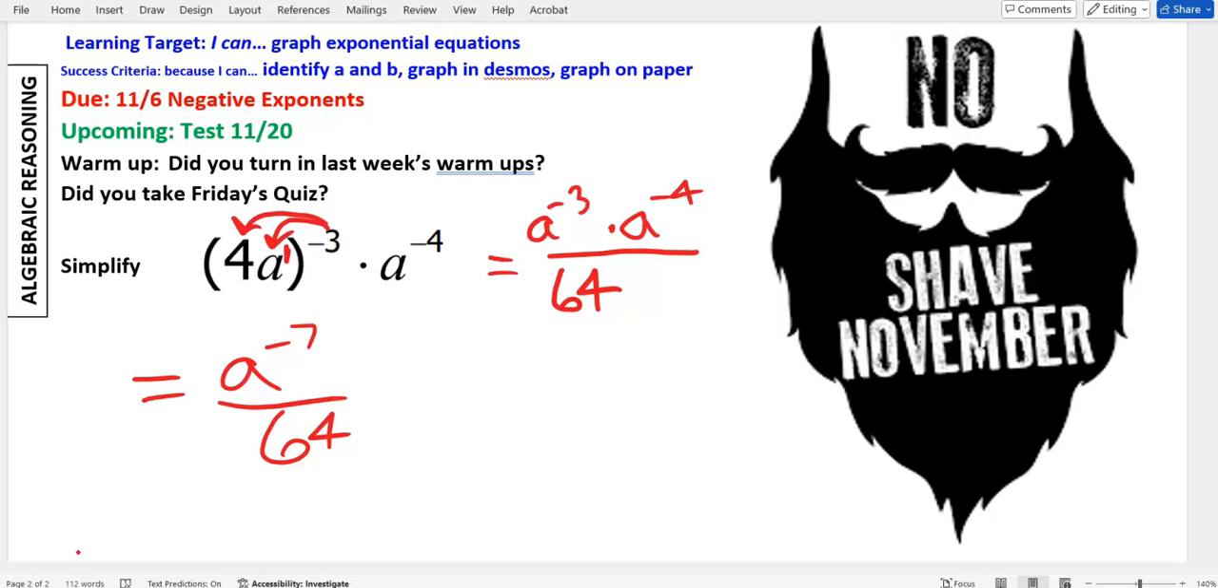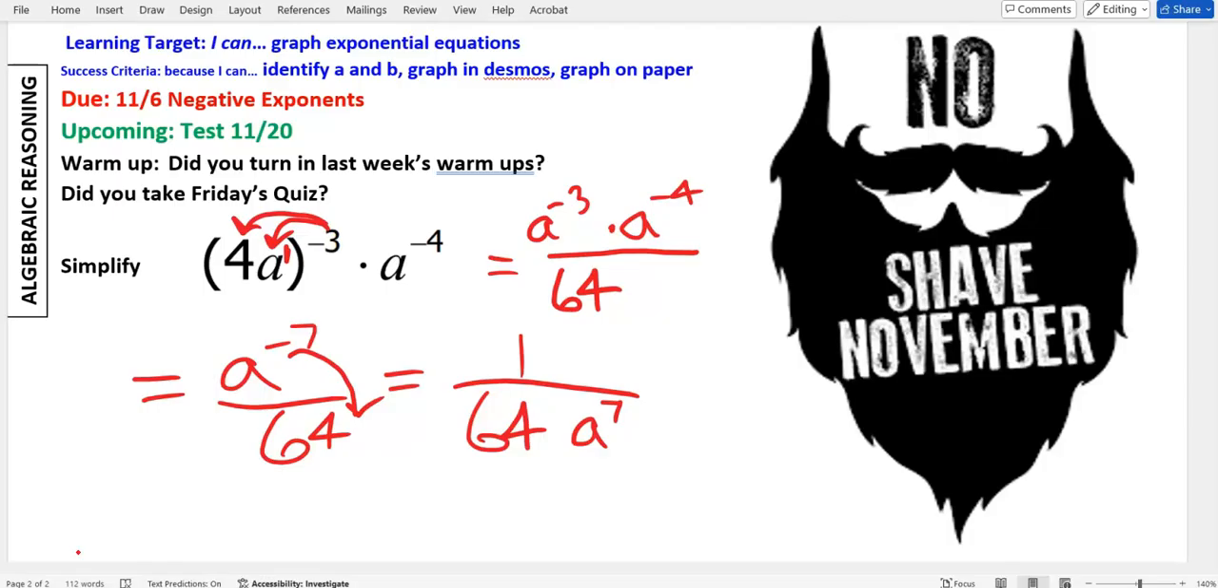Now, can I leave a negative exponent? No, you can't. It has to go to the bottom. So if there's nothing left on top, you put 1 on top. 64 goes here. And then a to the 7 right here. The a to the negative 7 goes down to the bottom as a to the positive 7.